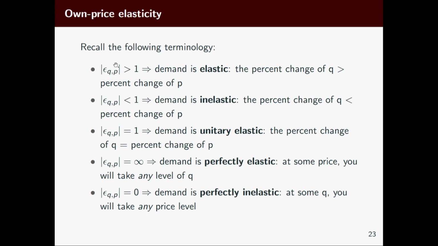So if we're just looking at the absolute value of it, if it's greater than 1, we say that that's elastic, which means the percent change of quantity is greater than the percent change of price. If the elasticity is less than 1, it's inelastic. The percent change of quantity is less than the percent change of price. If it's exactly equal to 1, we say that's unitary elastic. If it's infinity, we say that that's perfectly elastic, or as it gets very, very large, it becomes very elastic. And if it's exactly equal to 0, we say that that's perfectly inelastic.